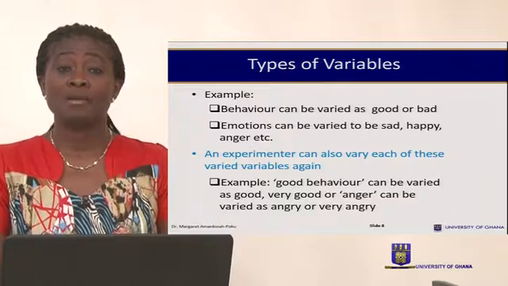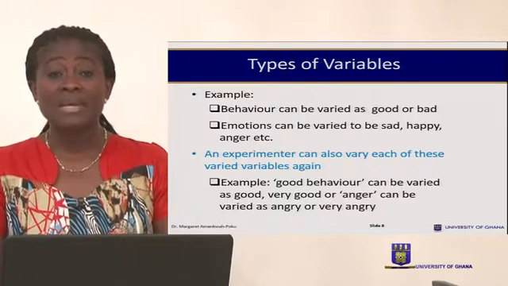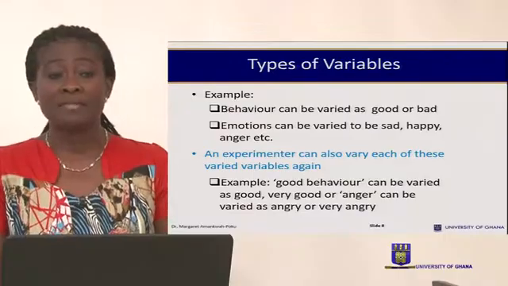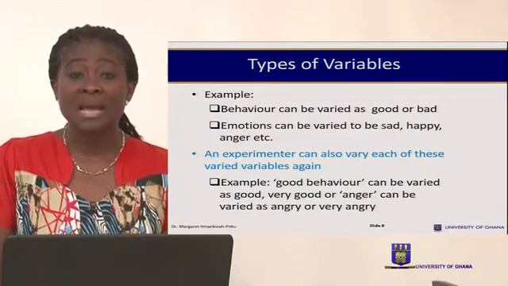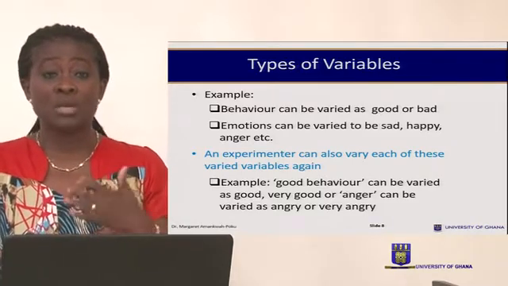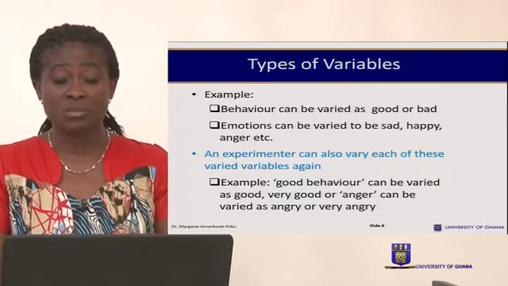So an experimenter can have various levels of these variables that I have just mentioned as well. So for instance, I've mentioned that you can vary behavior as being bad or good. And when you talk about good behavior, you could also vary that good behavior to be good behavior or very good behavior. Or you could have somebody being angry, somewhat angry, or very angry. So you can vary these on various levels as well.